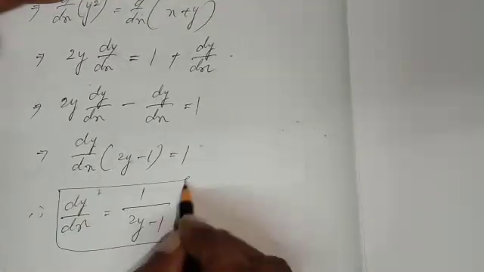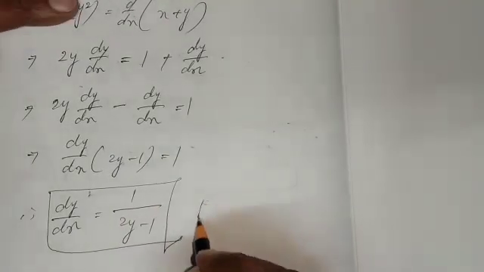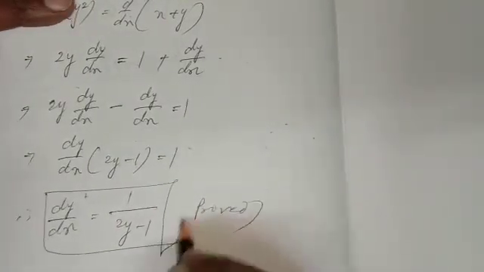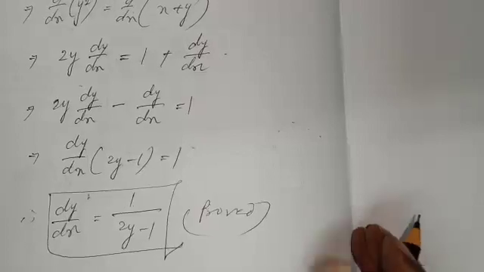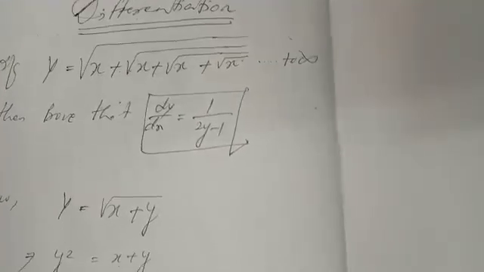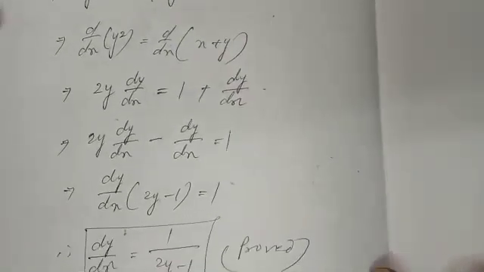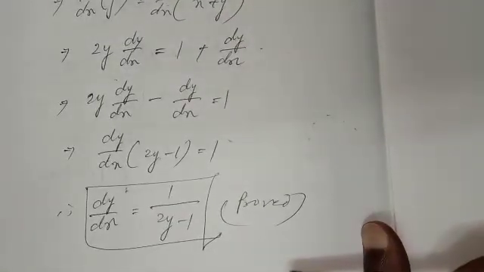It is proved or not? And you have to prove dy by dx is equal to 1 by 2y minus 1. In this way, question number 1, complete proving type question, it is completed. Let's see first one what is given here in this question and how to proceed. Okay, it is completed. You have to practice. Let's go next question.